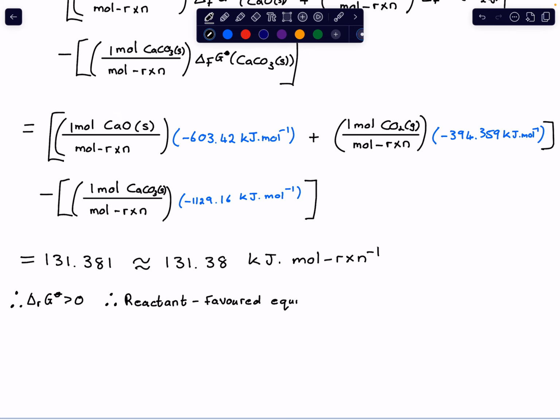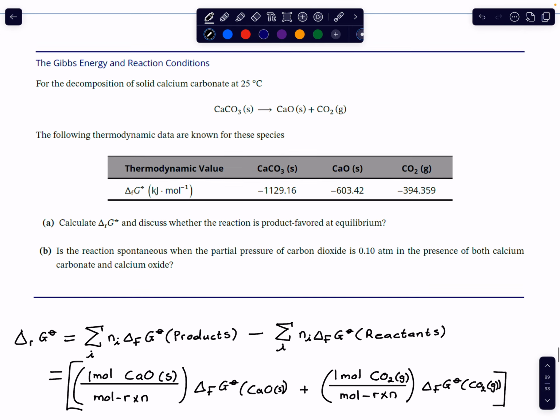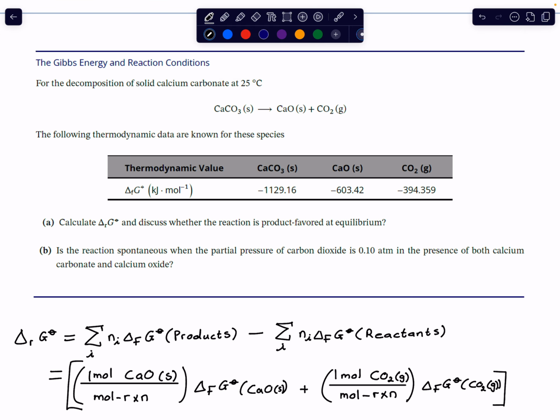equilibrium, of course, at 298 Kelvin. All right, so yes, it's not product favored, it's reactant favored because our Gibbs energy is larger than zero. So calcium carbonate won't just spontaneously decompose at this temperature, and that forms a reactant favored equilibrium, and that kind of makes sense. That's why we have calcium carbonate under standard conditions. It remains a solid.